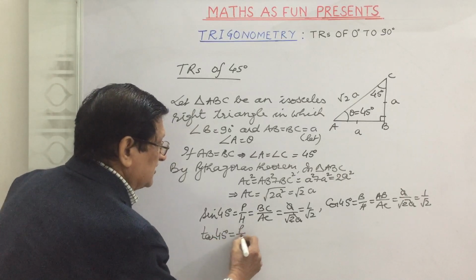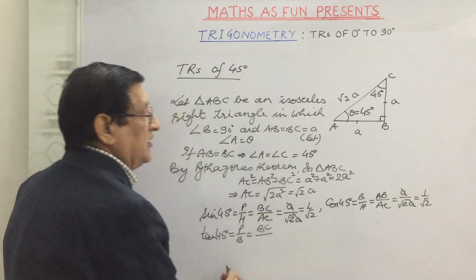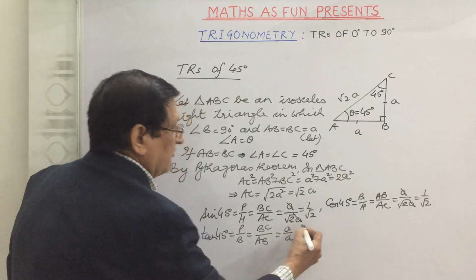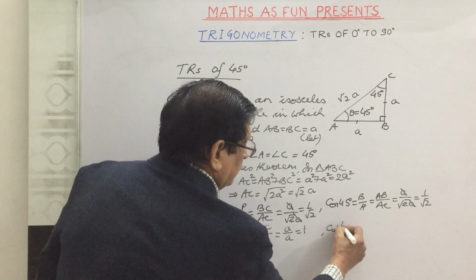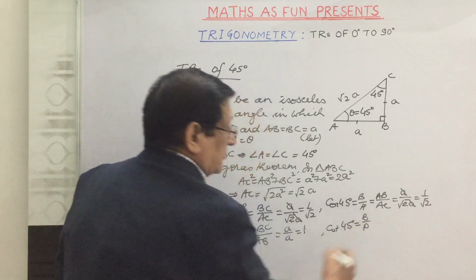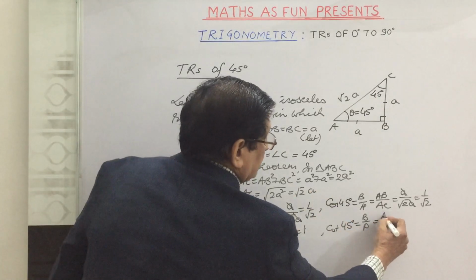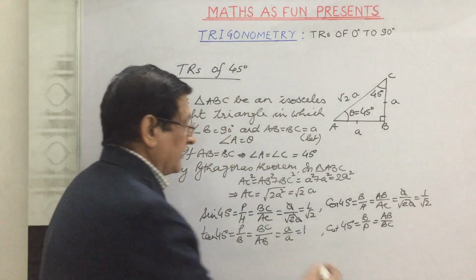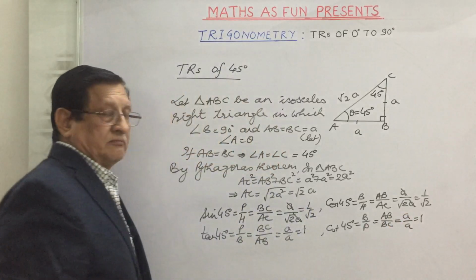Tan 45. Tan 45 we know is perpendicular upon base, and in this case perpendicular is BC, base is AB, each is A, so A upon A, that will come as 1. Cot 45 we know is base upon perpendicular. That is here in this case AB upon BC. And that is also equal to A upon A, that is 1.